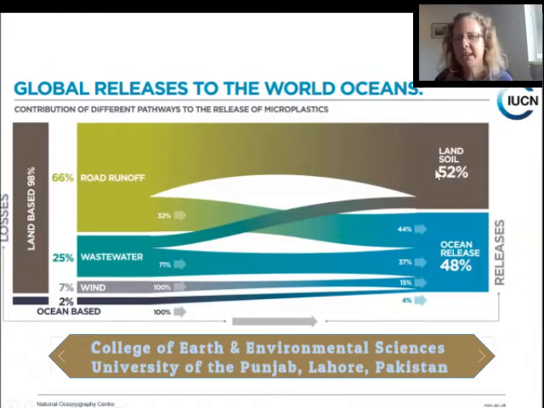What we can see on the right-hand side is that actually only around 48% of the plastics on land are released to the ocean. And it is believed that 52% of these plastics will be retained on land and within soils. So it's not necessarily the case that all plastics will end up within the ocean. This is important for us to remember when we're talking about plastic pollution. It's not just ocean pollution.